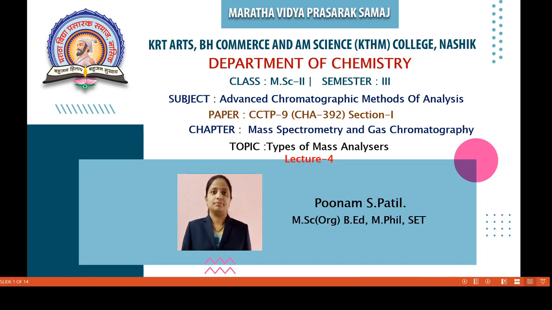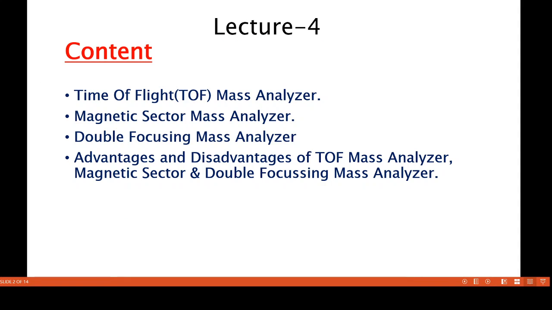Out of those 4, we have already started the first one, that is the quadrupole mass analyzer. We completed the quadrupole mass analyzer in the previous lecture. So in today's lecture we will discuss the remaining mass analyzers. Okay. So in today's lecture we will see the time of flight mass analyzer. In short, it is called the TOF mass analyzer.